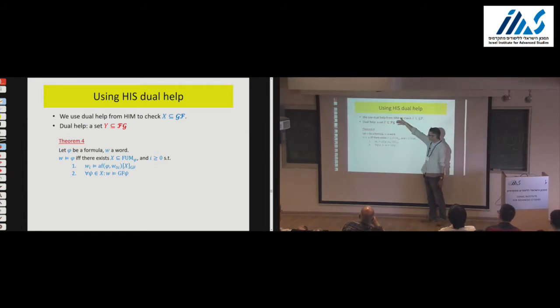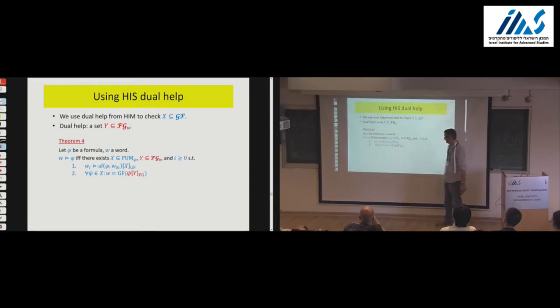It means to get a set Y, which is in the set of formulas that hold from some point onwards, right? So this is the theorem we had. And the problem is that we don't know how to check this, right? So now we get help from God.